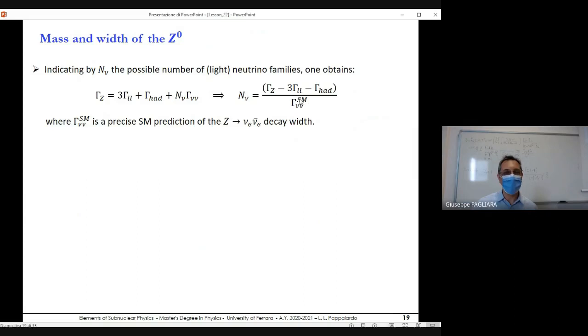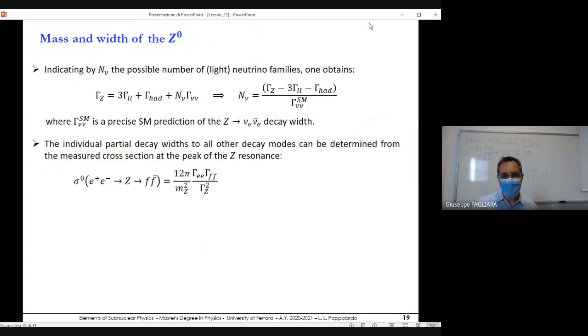Now in the denominator, they put a very precise standard model prediction for the decay of the Z into electron-neutrino, electron-antineutrino. The numerator you can measure precisely at LEP. The denominator is a precise prediction from the standard model, so you can infer the number of lepton families this way. All these partial decay widths can be measured at LEP by knowing the cross-section at the top of the resonance, and knowing the total width, the mass, etc., you can measure all these contributions in the numerator.